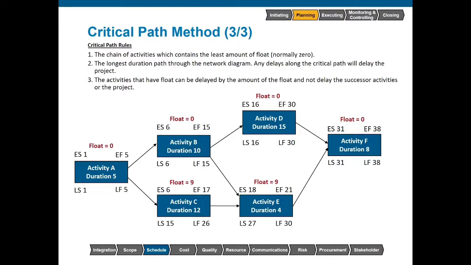At the same time, we could have negative float. So if we had an externally imposed deadline of 30 days, then we would have negative 8 days of float along the critical path, which obviously would not be a good situation. Typically, though, the critical path will have 0 days of float. Any delay that you have along the entire critical path will delay the entire project, and it will push it past its original scheduled deadline or end date. If we have float within an activity, those activities can be delayed by that amount of float, and it will not delay successor activities or the project overall.